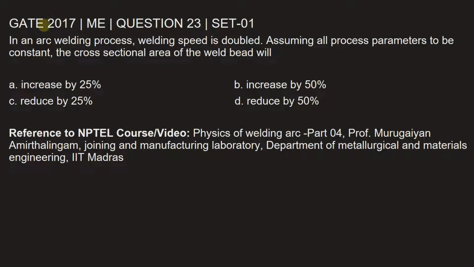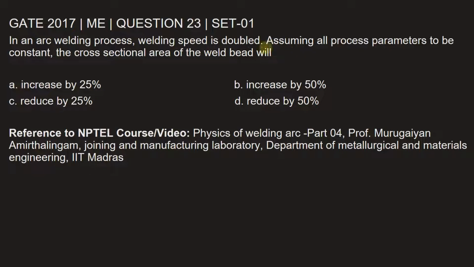This question is from GATE 2017, Mechanical Engineering Paper Set 1, question number 23. In an arc welding process, welding speed is doubled. Assuming all process parameters to be constant, the cross-sectional area of the weld bead will: option A, increase by 25%; option B, increase by 50%; option C, reduce by 25%; option D, reduce by 50%.